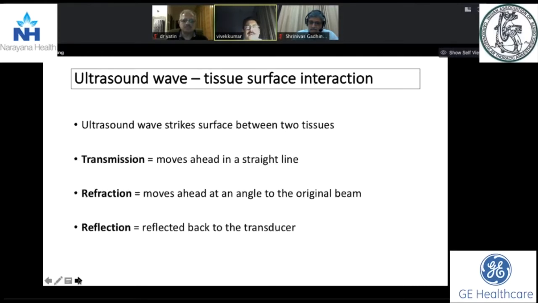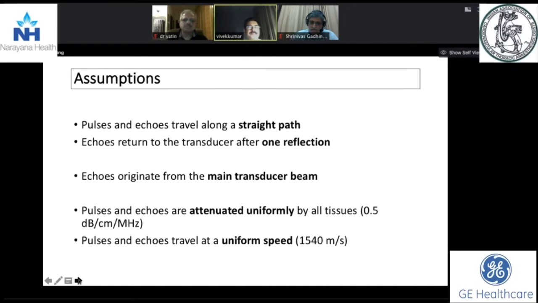Very simple, ultrasound waves, when they hit the tissues, there are three types of interactions. Either they are transmitted, that means they move ahead in a straight line, or they are refracted, that means they move ahead but at an angle to the original beam, or they are reflected, that means they are sent back to the transducer. Now let us look at what are the assumptions when we start doing ultrasounds and echoes.